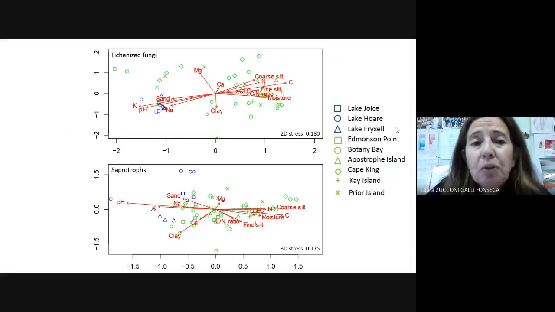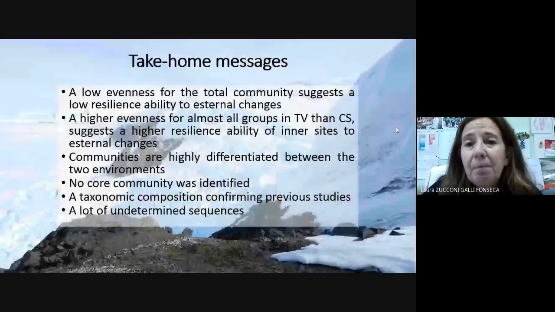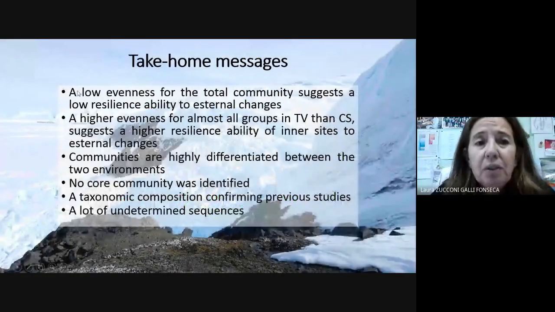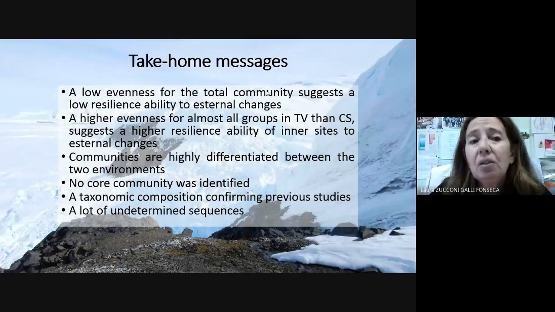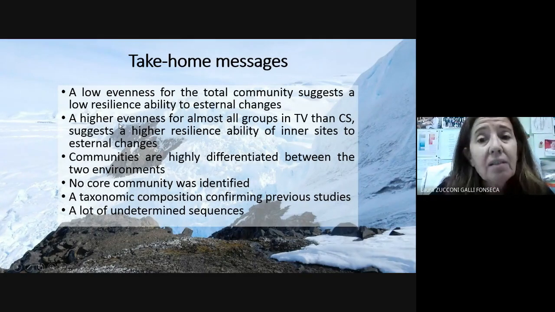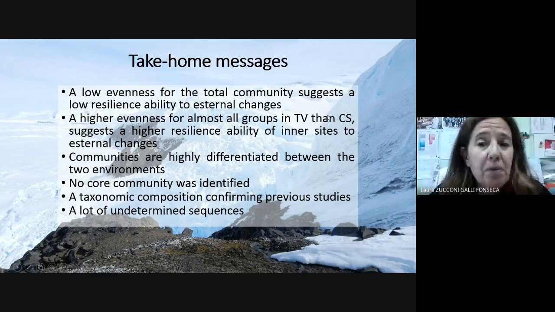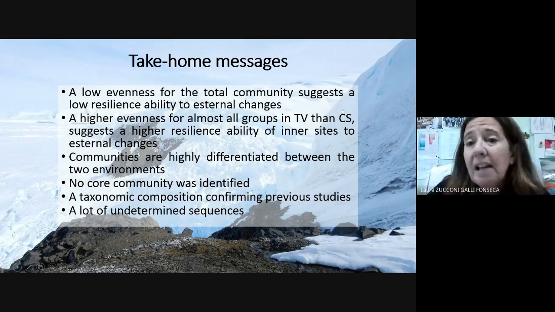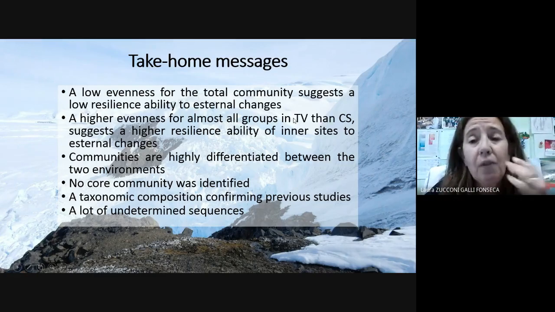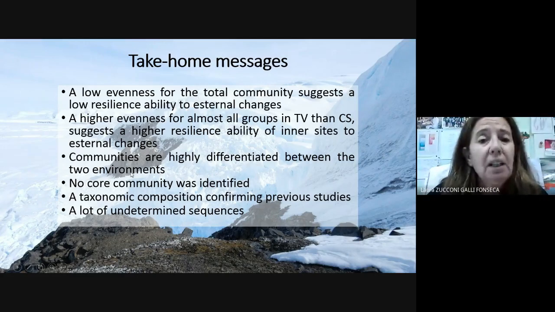So to conclude, which are the main results? First of all, a low evenness for the total community, suggesting a low resilience ability to external changes. Then a higher evenness for almost all the groups in inner sites than coastal sites, suggesting a higher resilience ability of these former sites compared to the coastal ones.